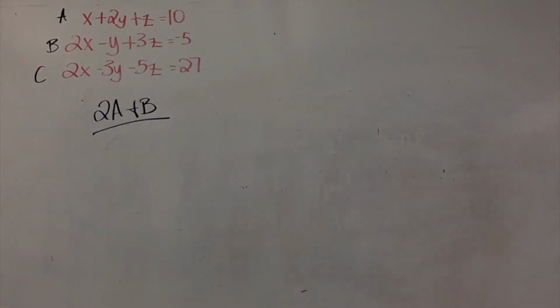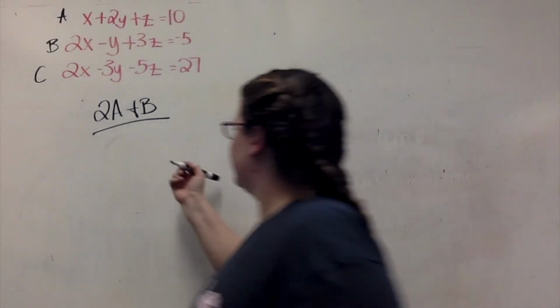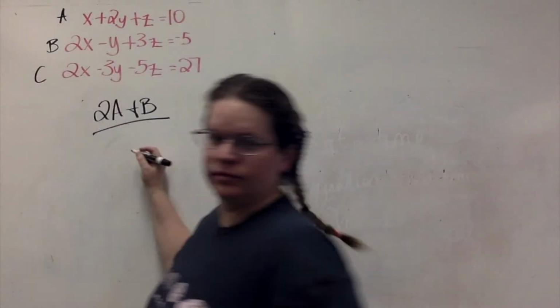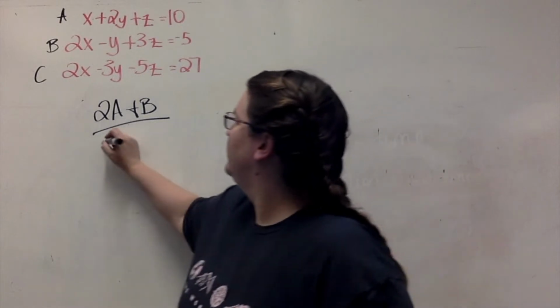If we had eliminated the Z's, our coefficients are 1, 3, and 5. So because of the 1, it makes it super easy. We would have just used the 1 both times. Same thing if we had eliminated y. And also same thing since we did eliminate x here, with the 1, 2, and 2.